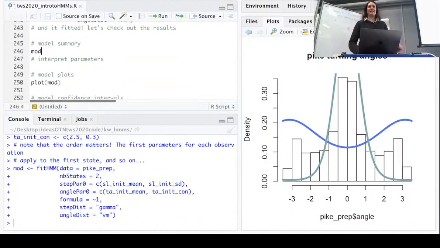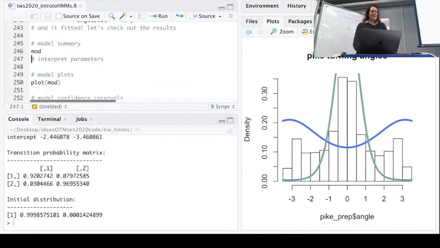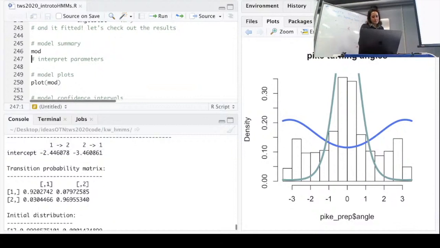So, are we clear on the covariates? Okay, cool. So now we can take a look at the model output.